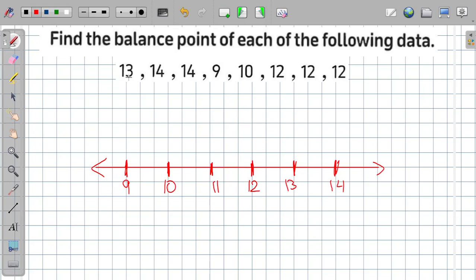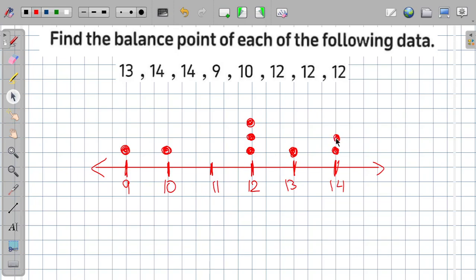Okay, so I have 13, 1 point. I have 14, 2 points. Next, I have 9. I have 10. I have 12, 3 times, like this. Okay, so let's try to move all dots above one number.